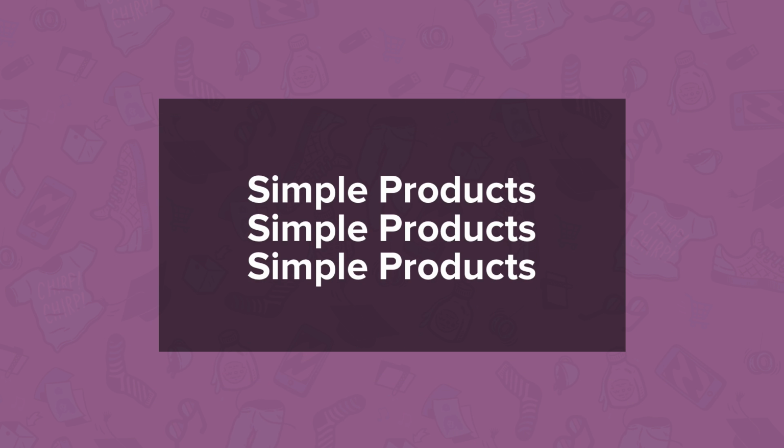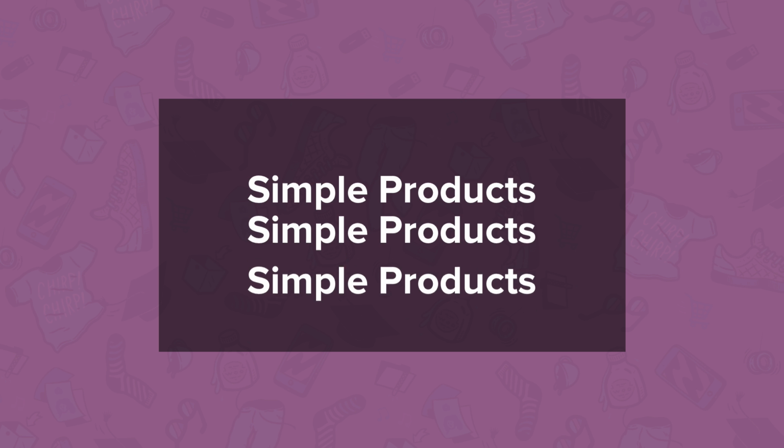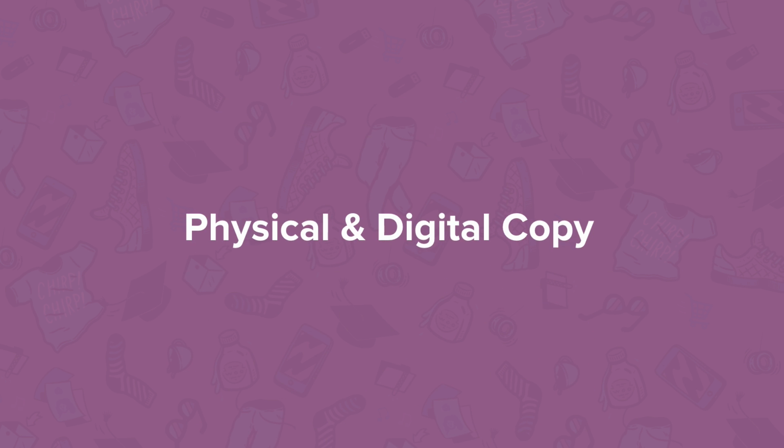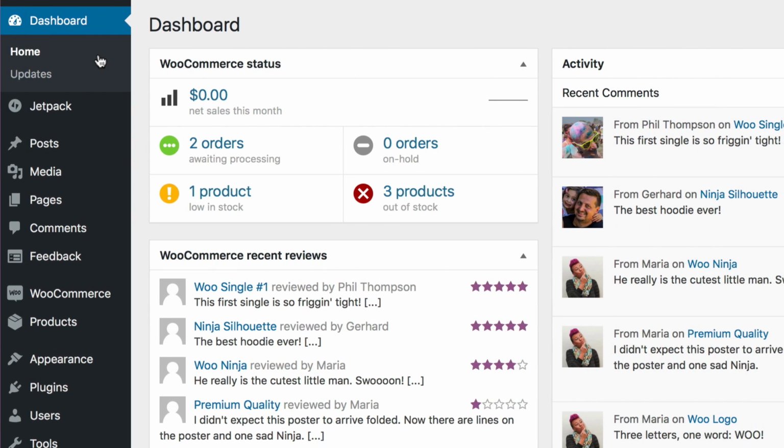To get started, you'll want to think of this as a container for simple products. You'll first want to create the products you want to group together before creating the grouped product. We've already created two simple products for ours, one for the physical album and one for the digital album. Now, let's add the grouped product.